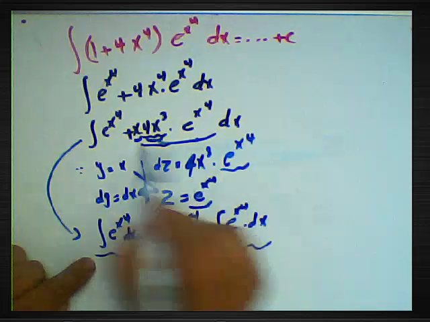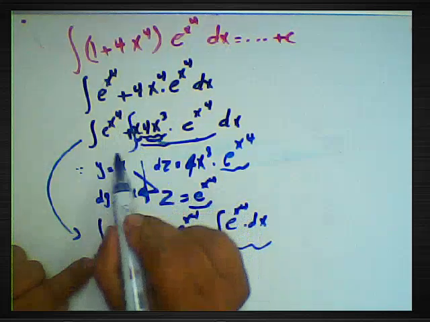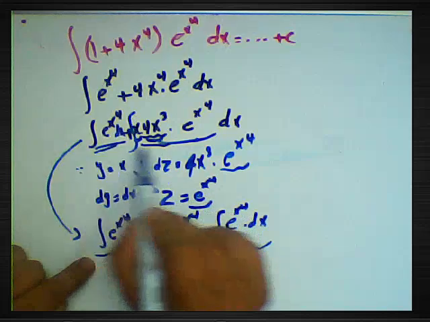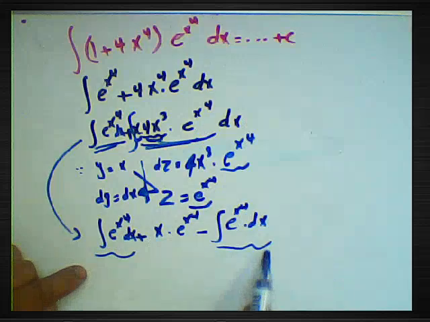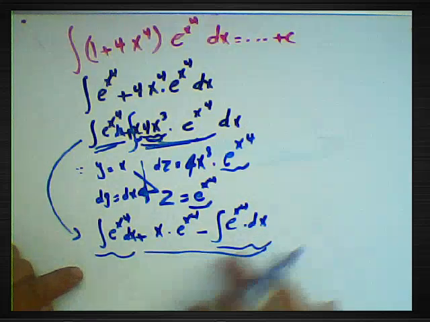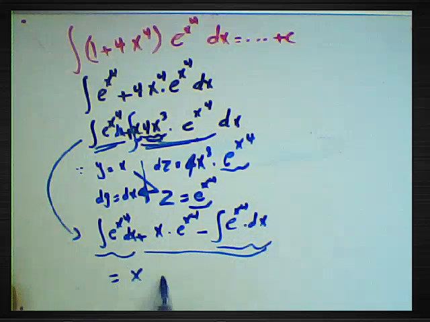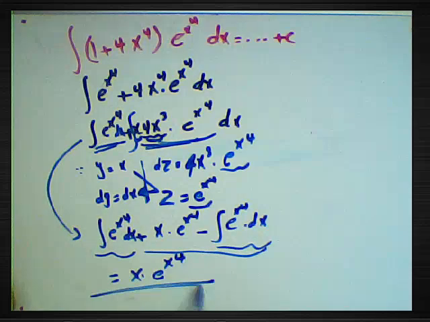Understood? I used the distributive property for the integration of this function and the integration of that function, and they cancel, and I write the result here. We can cancel the two functions, so the result will be x e power x power 4. This is the end result for this example.